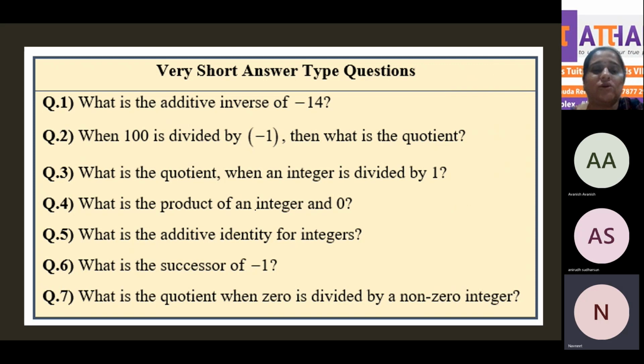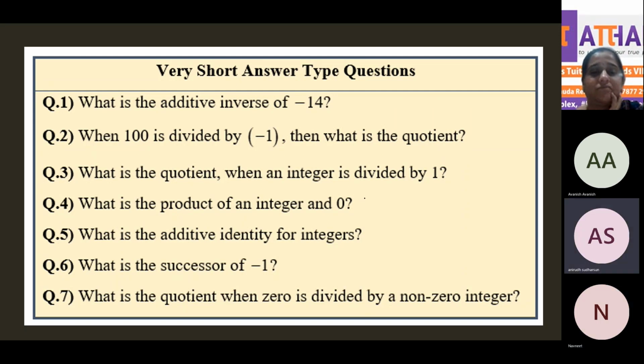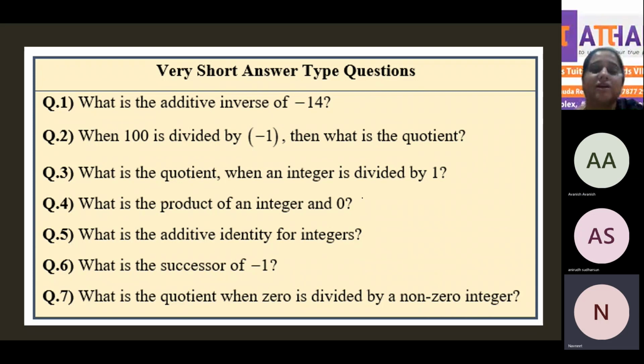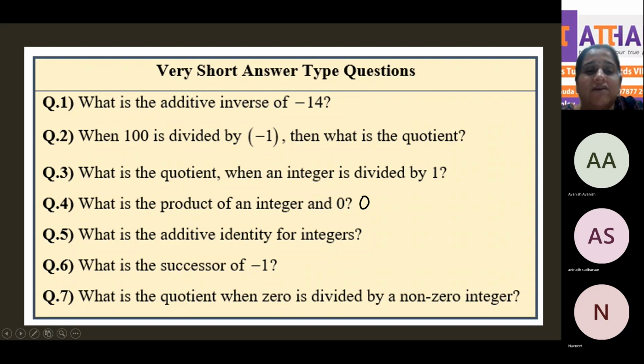Okay, what is the product of an integer and 0? Ma'am, 0. Yes. Anirudh, Avanish, are we there? Yes, ma'am. So the product of an integer and 0 is 0. Then next one, anybody can answer. What is the additive identity for integers?